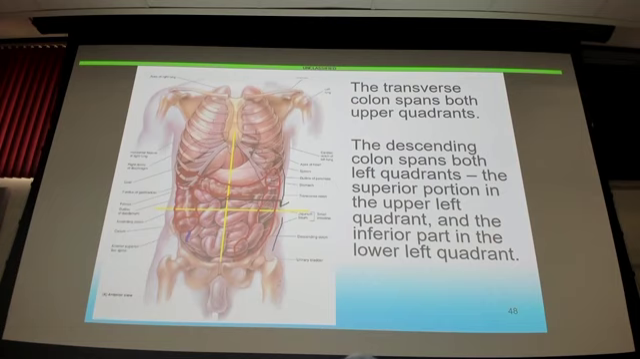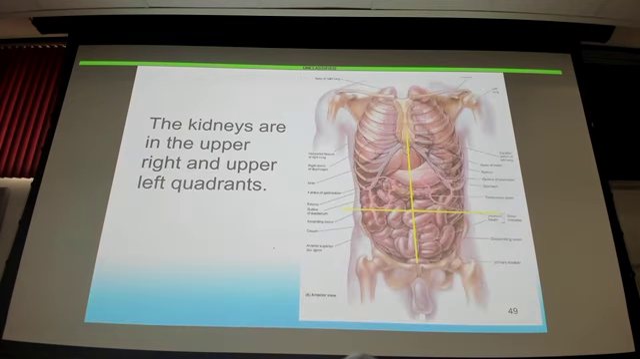When you first read that, especially if you're reading ahead, you start to go, what's it saying here? You just got to think of how that's defined out. And then our kidneys, even though they're really retroperitoneal, are often listed as being in the right and left upper quadrants.